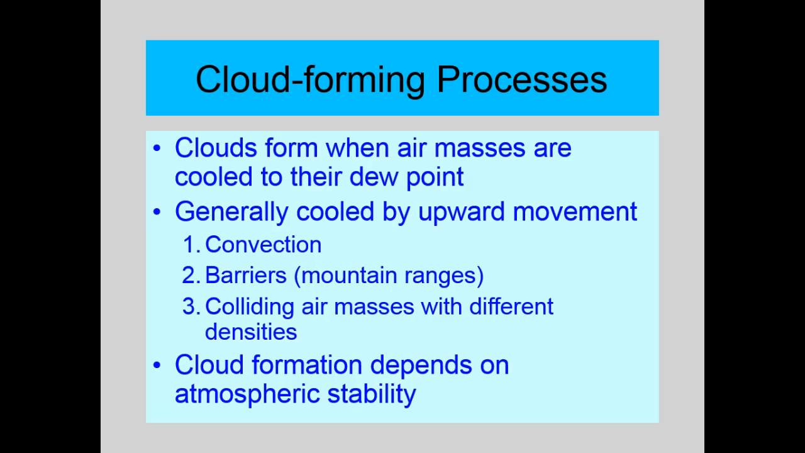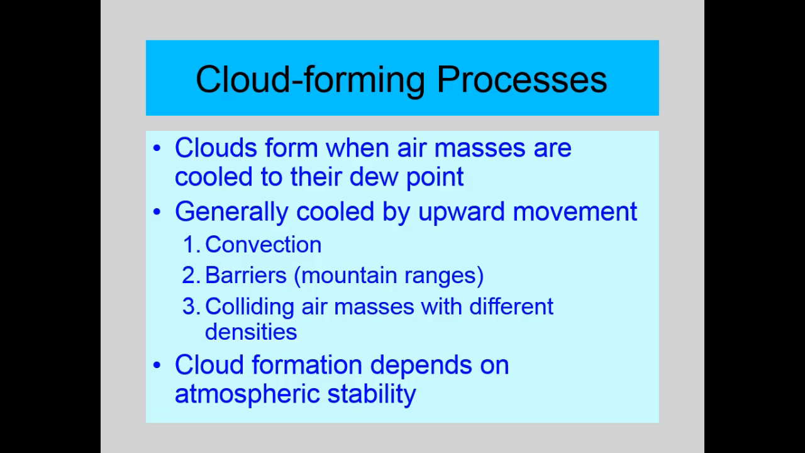So clouds form when the air masses are cooled to their dew point. The dew point is when you reach that point where it can't hold any more. So either you're adding more moisture to the air until it can't hold any more, and you reach the dew point, or you have all that moisture in the air and you drop the temperature until you get to a temperature where you can't hold any more moisture. You haven't added any moisture, you drop the temperature. Either one of those gets you down to the dew point.